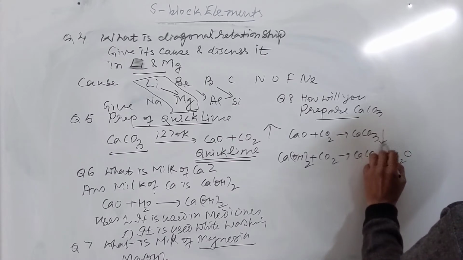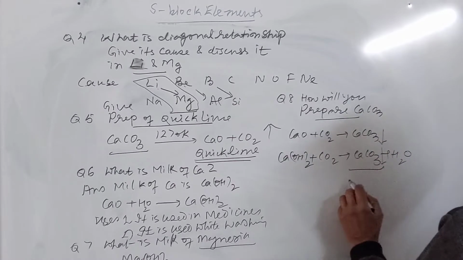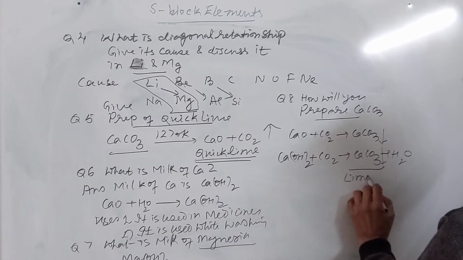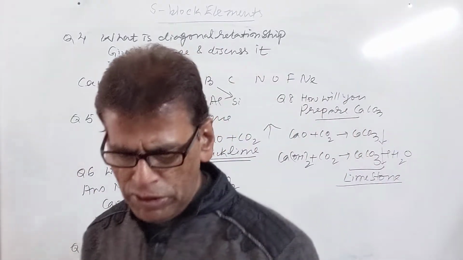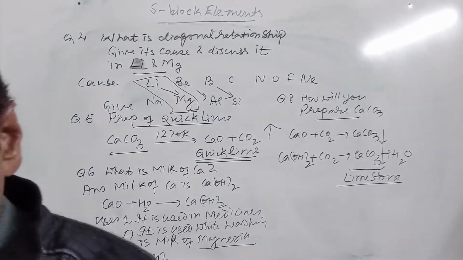This is calcium carbonate. It is also called limestone. Uses: it is mainly used in the preparation of building material like cement.